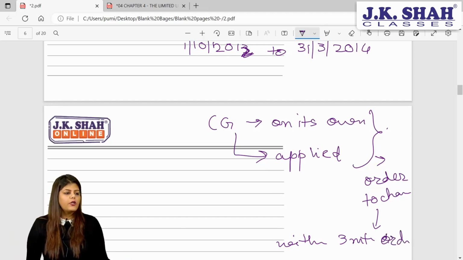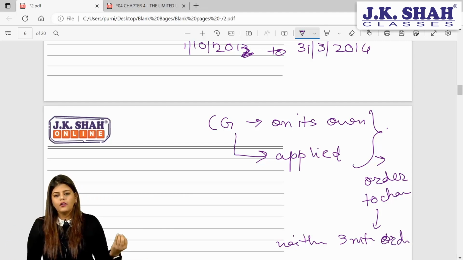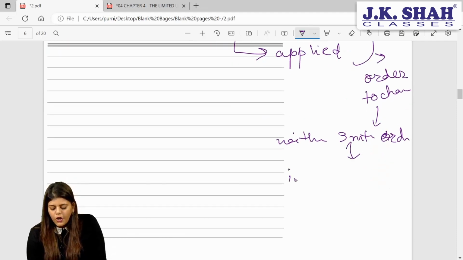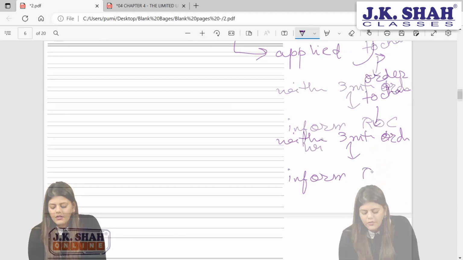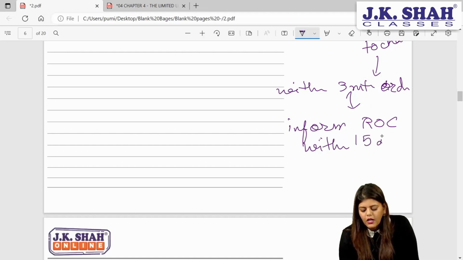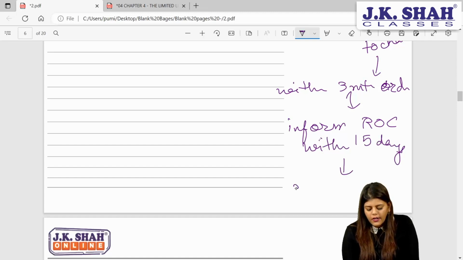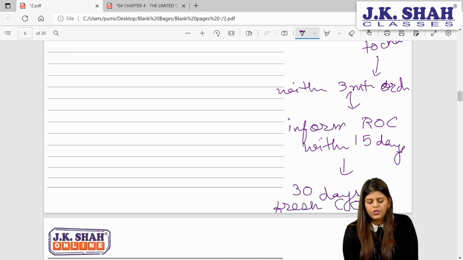Say the order was passed on 20th Jan 2023. Then within 3 months, you have to follow this order. And once you change the name, you will have to inform ROC also within 15 days, so that they can change the name in their records. And then within 30 days, they will give you a fresh certificate of incorporation.